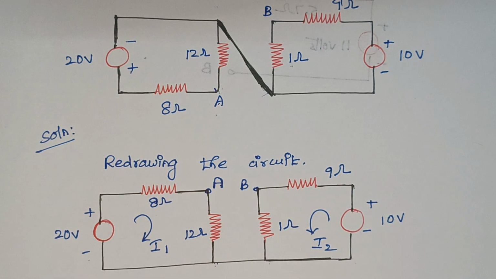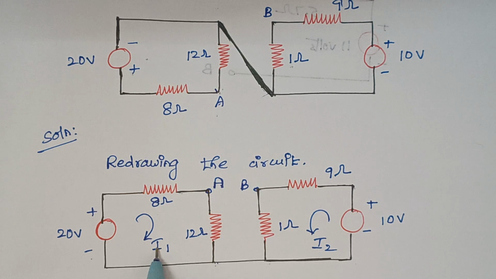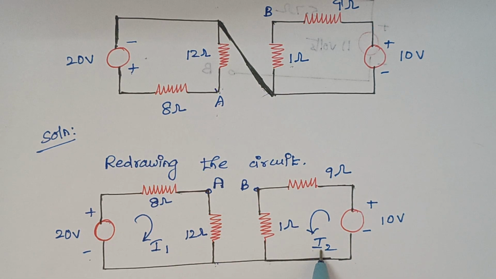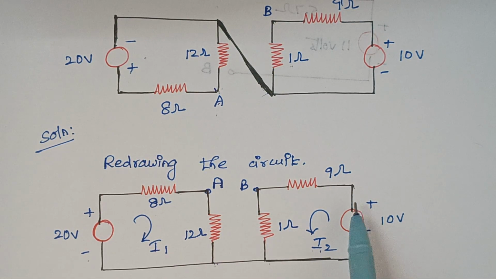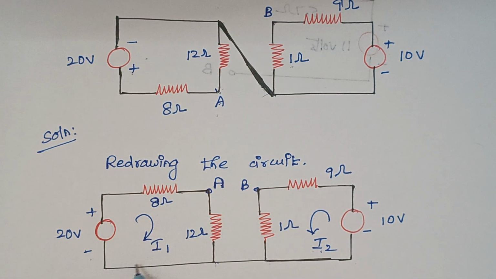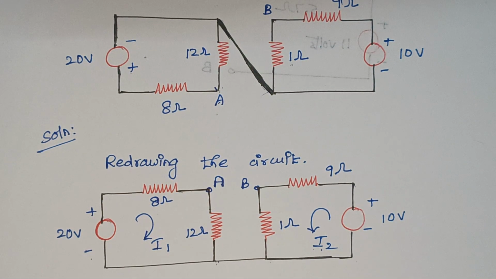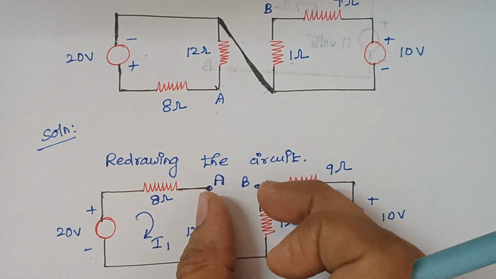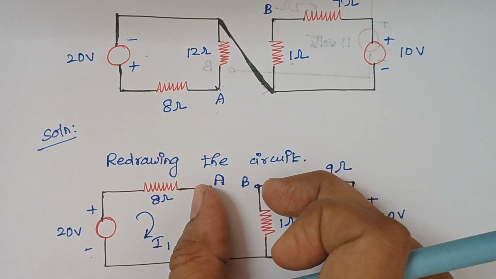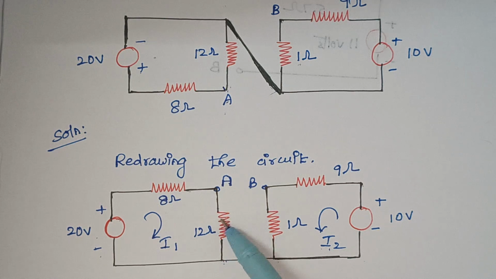After redrawing the circuit, in this circuit we have a current source I1 and in this circuit I2. Again, the direction of current flow is assumed from minus to plus, and here also from minus to plus. That is why it is like this. The next thing is we are calculating the values of I1 and I2 because we need to calculate V Thevenin across this terminal. So how to calculate I1? This is I1. We have a voltage source and two resistors.